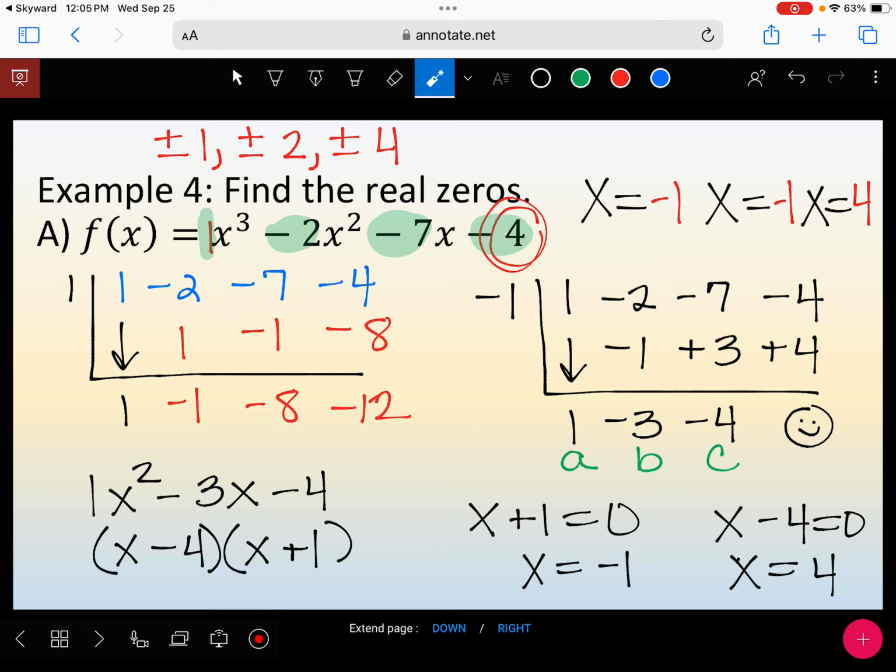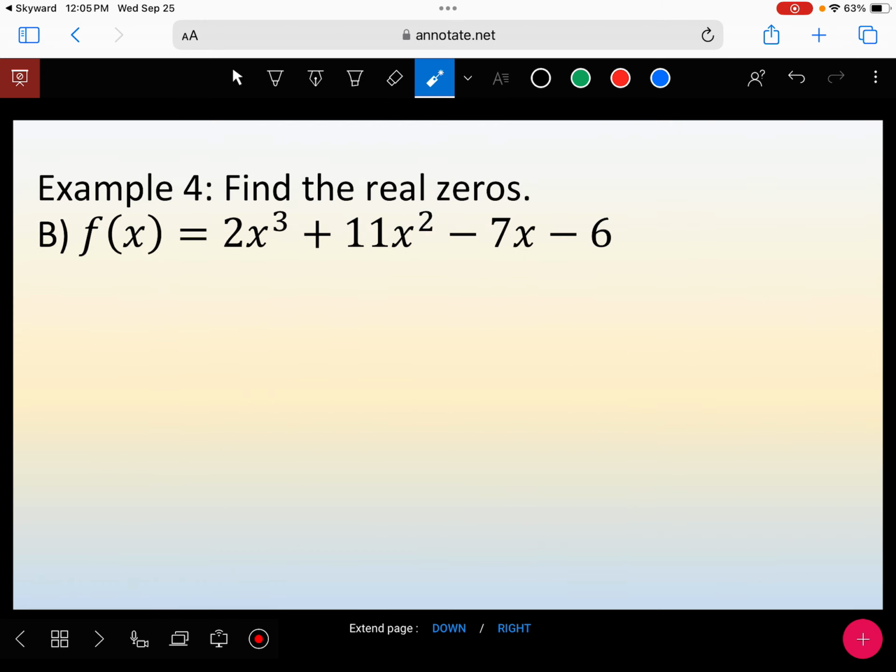Okay, we need to do some more. Let's go ahead, copy down this next one. How many solutions are we looking for? What's your highest exponent? So it's a third degree.